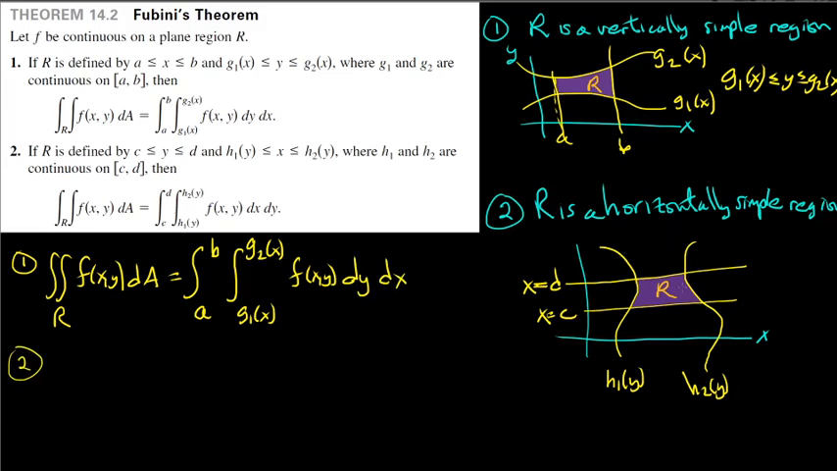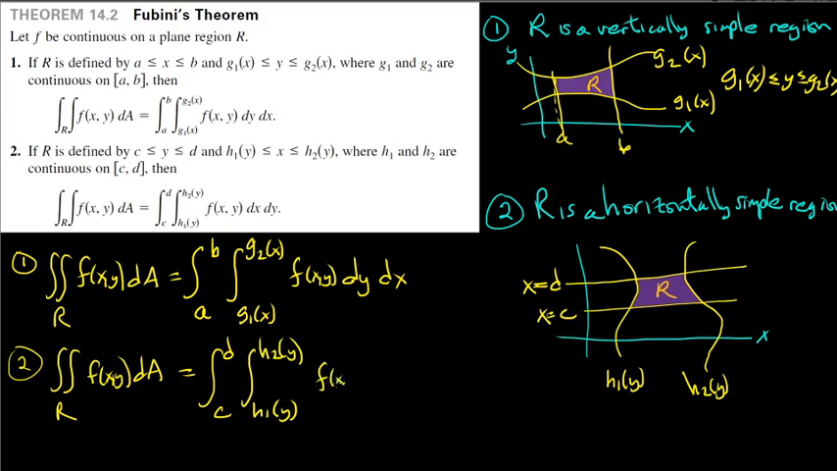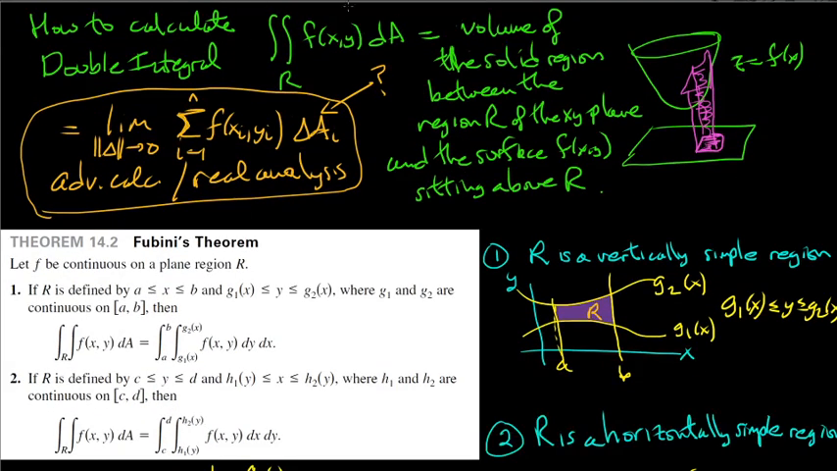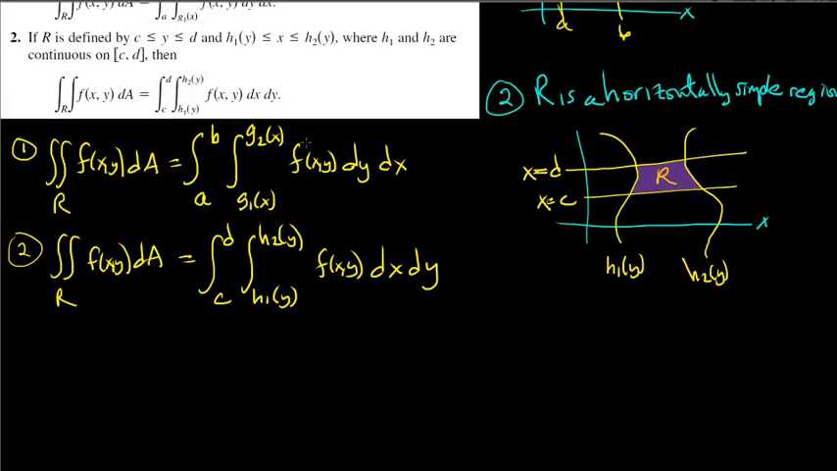Or if you prefer to use a horizontally simple region, maybe because it's simpler, or maybe because when you try to evaluate the inside integral, you can't do it, then just switch the order and maybe you can. We saw that in the last video too. So if R is a horizontally simple region, then you can calculate it again as this iterated integral of the same function. You're not changing the function, but you are changing the order of integration. It's now dx dy instead of dy dx.